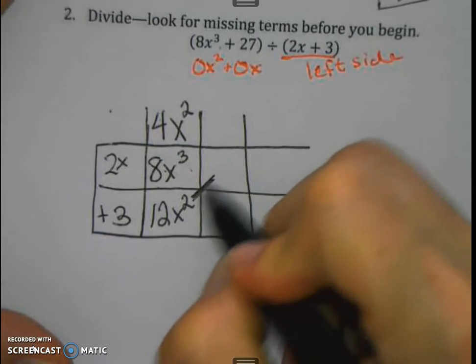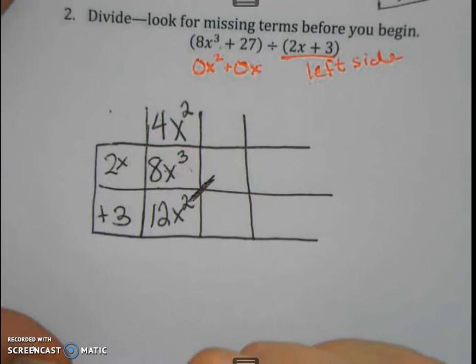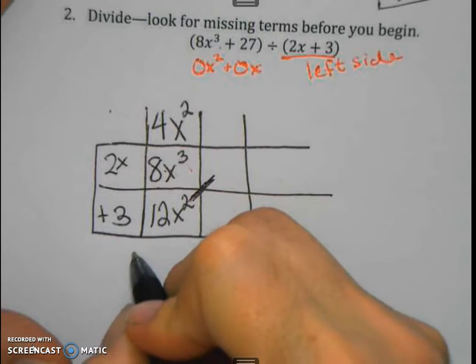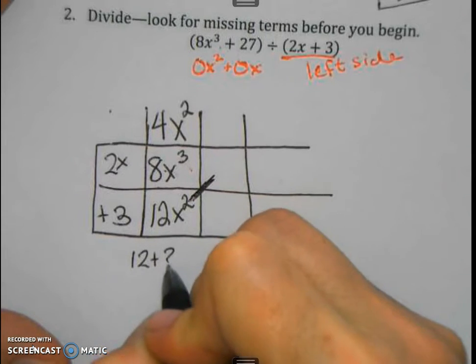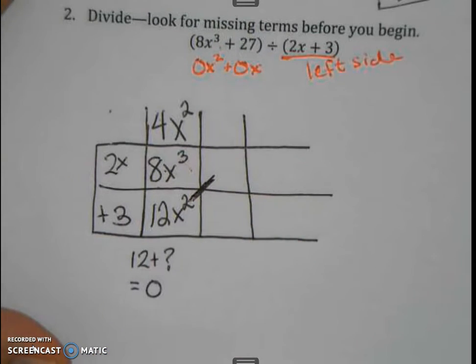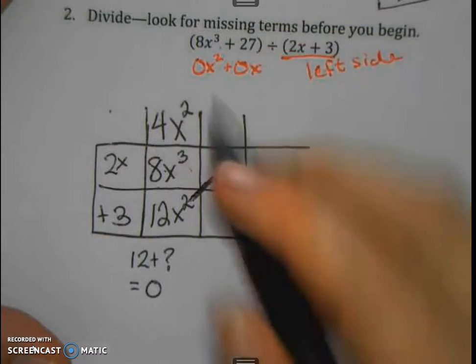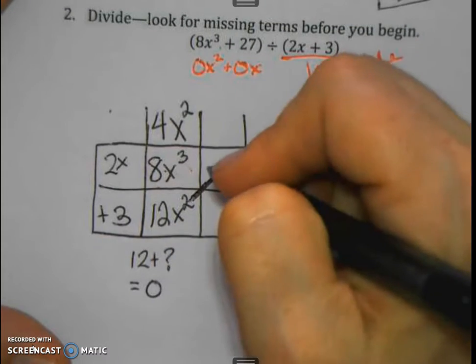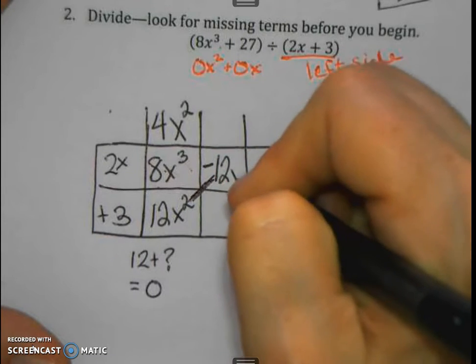These two diagonals are x squareds. And if you'll notice, we have a 0x squared up here, don't we? So we need to know 12 plus what makes that 0? Yeah, negative 12, you want the 0 pair. The power stays put. You don't need to change the x's. Just pay attention to the number part at the first.